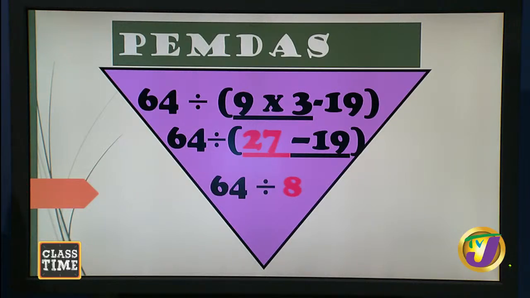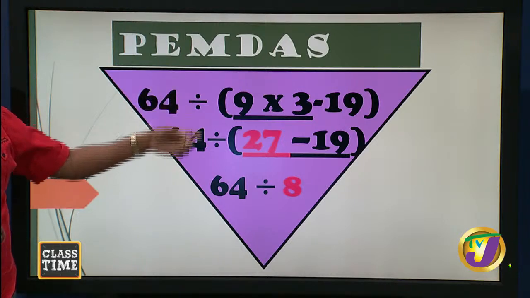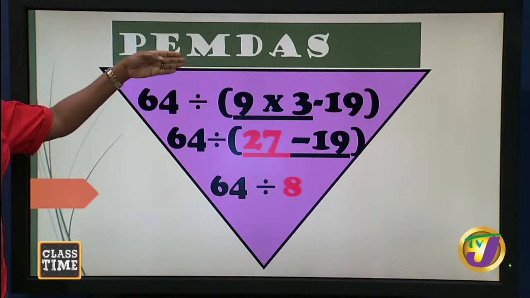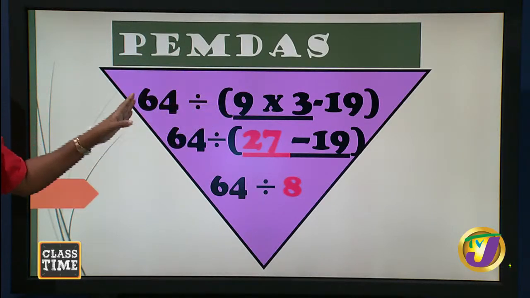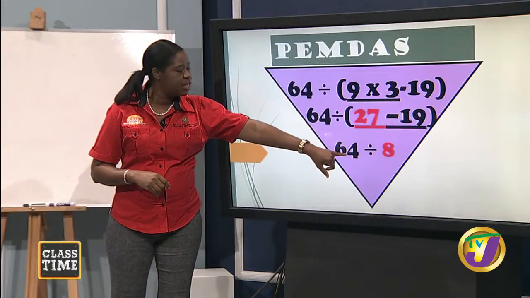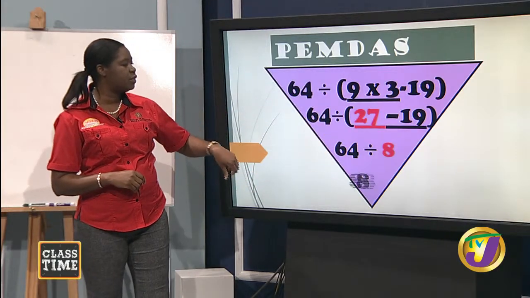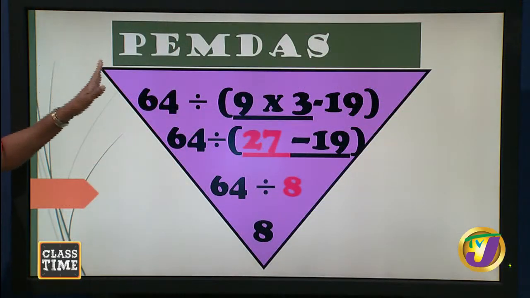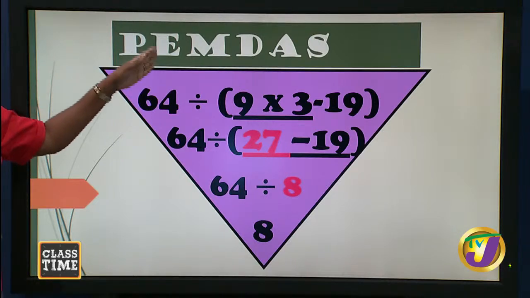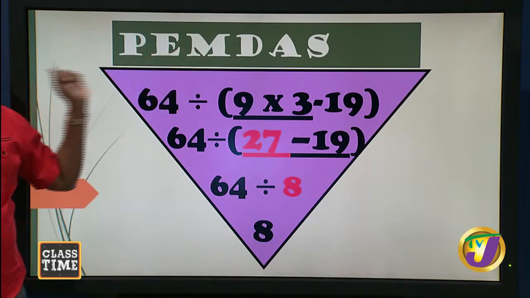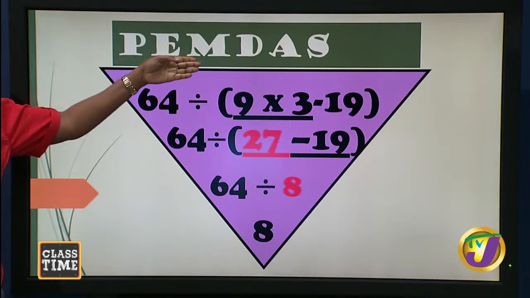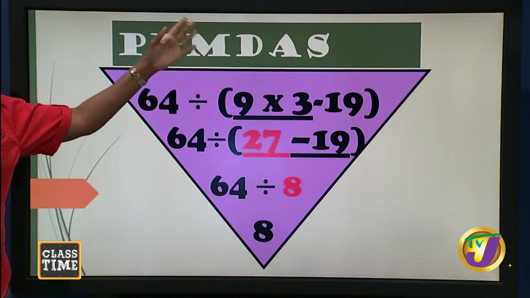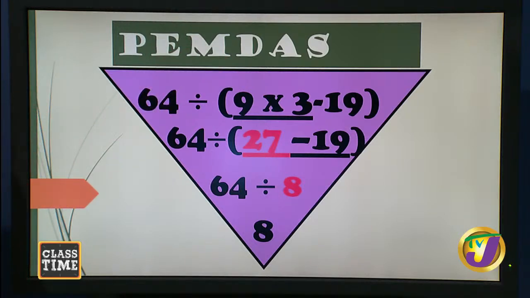So now we're left with division. Notice, even though division comes first here, parentheses takes precedence. So let's finish this. 64 divided by 8 would give us 8. So remember, PEMDAS, please excuse my dear Aunt Sally. Parentheses, exponents or roots, followed by multiplication and division, and then addition and subtraction.